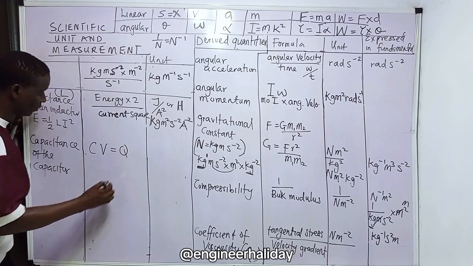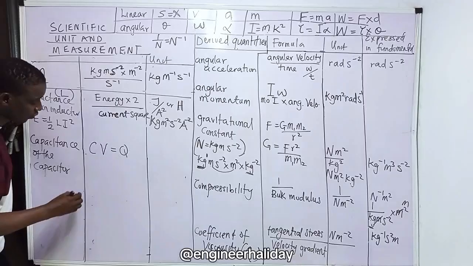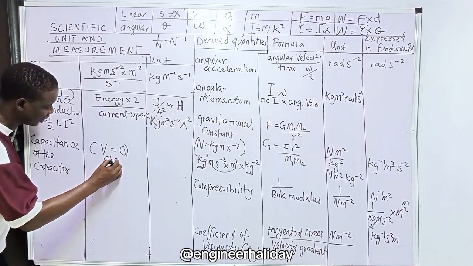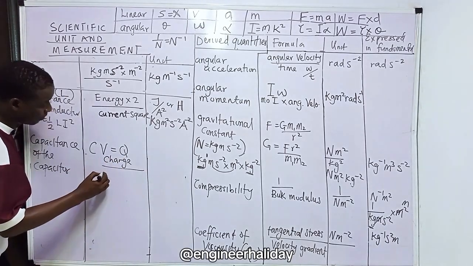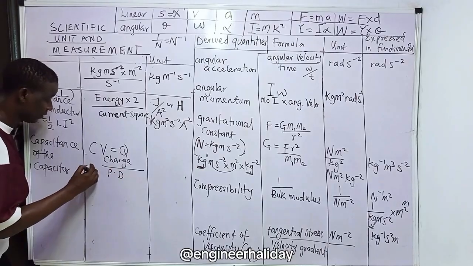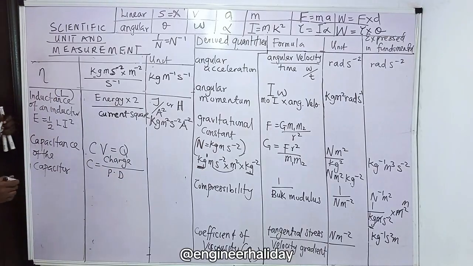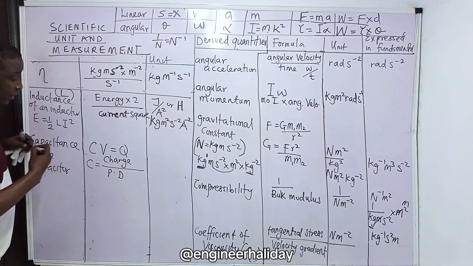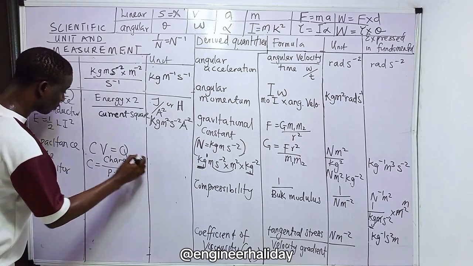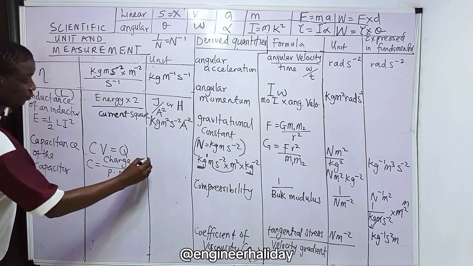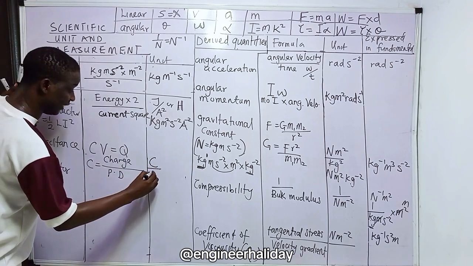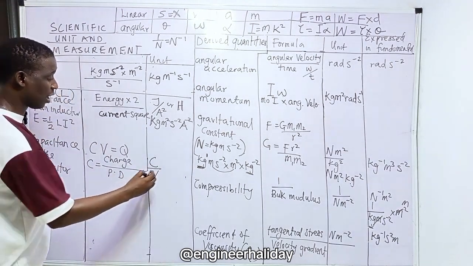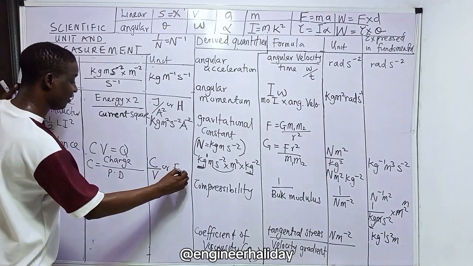CV equal to V, it's equal to Q. So the capacitance of the capacitor is equal to charge divided by potential difference. So C equals charge divided by potential difference. Charge is measured in coulomb, while potential difference is measured in volts. So that means we can also say it's a farad.